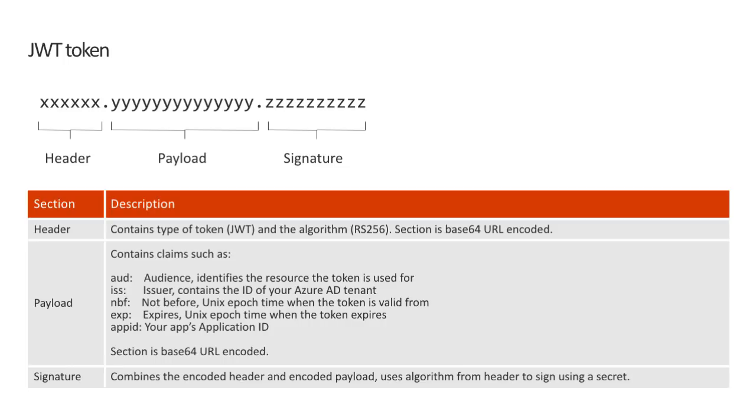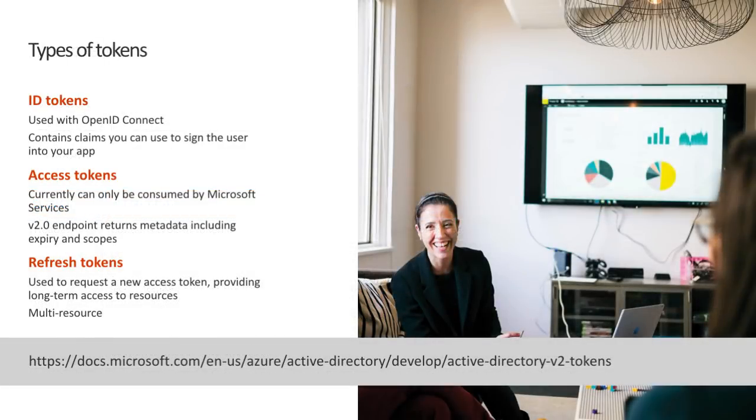IAT, NBF, EXP, those are some other ones that are available to you as well. And those are time codes that are using the Unix epoch time, which is the number of milliseconds since a specific time. Now, all the tokens that are issued are JWT tokens. The format and the content of the ID tokens are consistent for the personal accounts, like MSA accounts, as well as work and school accounts. Access token requests include metadata such as the expiry and the scopes, which is going to avoid the need to parse the JWT token. Refresh tokens are often multi-resource.